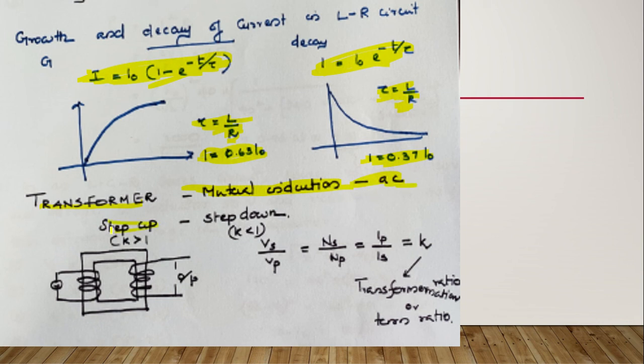There is a step up and a step down depending upon the number of turns in the primary and the secondary, and that ratio is called the transformation ratio or the turn ratio. If it is greater than 1, it is for the step up, and less than 1, it is for the step down. And we can say Vs by Vp is equal to Ns by Np is equal to Ip by Is.